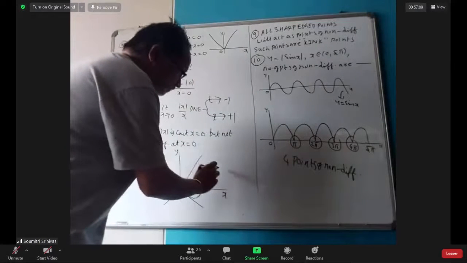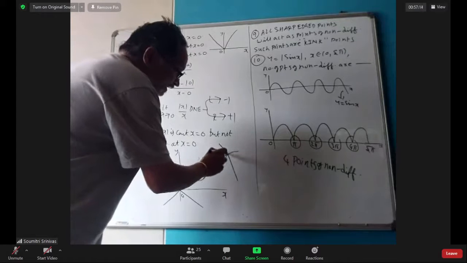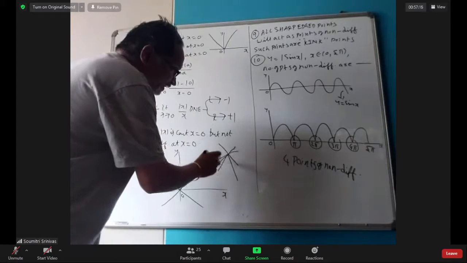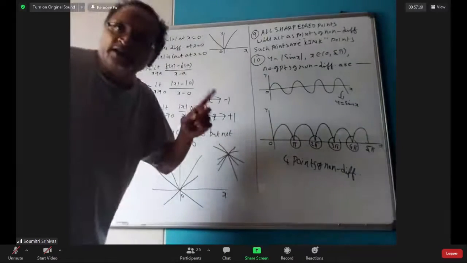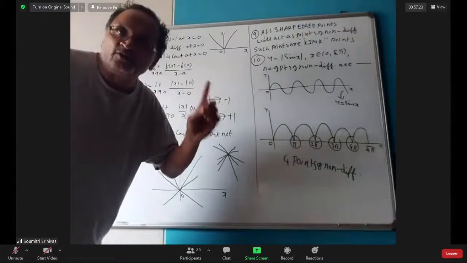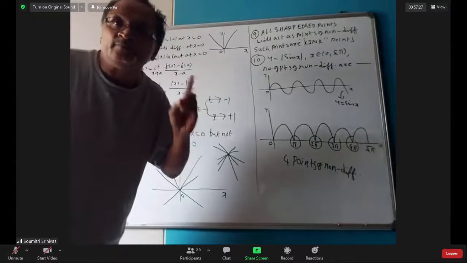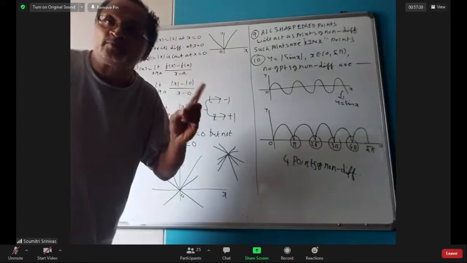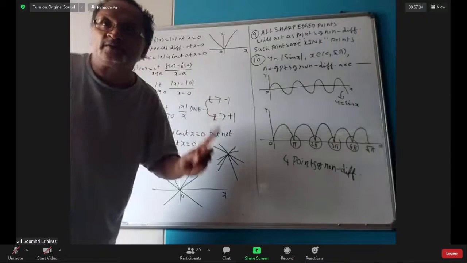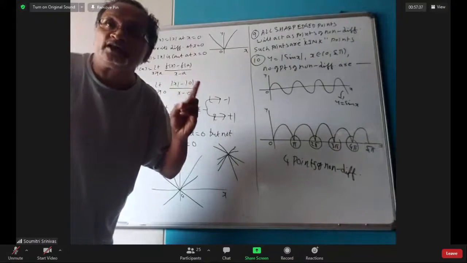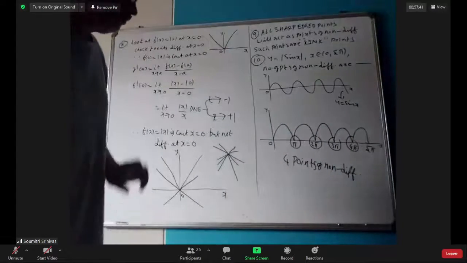Where all does it happen? Look at this sharp edge. One line like this, another line, another line, another line. How many lines can you draw passing through the sharp edge, touching the curve at only one point? Infinitely many. Hence, those sharp-edged points will always act as points of non-differentiability for a function. What are such points called? In calculus, kink points, K-I-N-K.